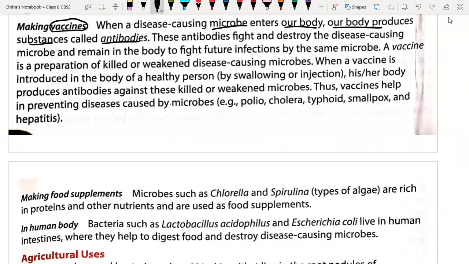These antibodies fight and destroy the disease-causing microbes in our body and remain in the body to fight future infection by the same kind of microbe. Suppose here we have a person, a small baby. We are discussing the small baby. Suppose we are providing the polio vaccine.